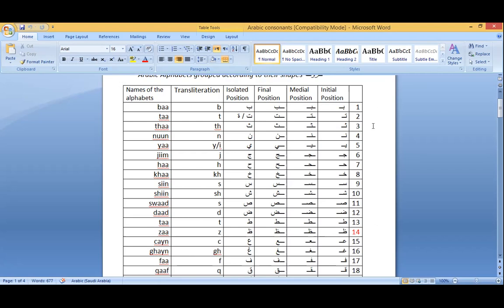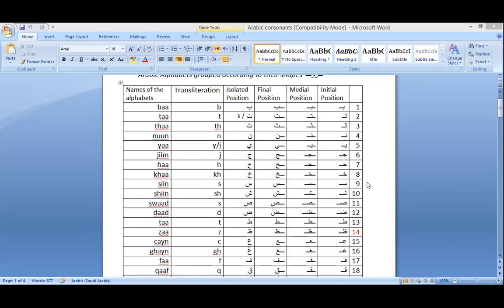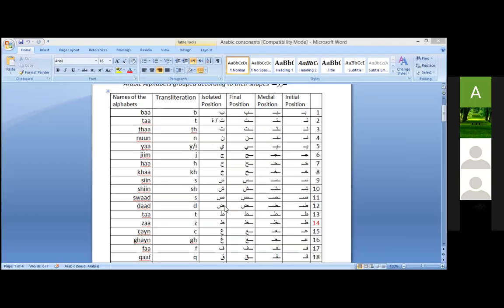Remember we said here we are discussing the isolated positions of the letters. The letters have different positions: isolated, initial, middle, and final. We say isolated because a number of letters may change their shapes depending on where they are positioned. So that is up to group 5.